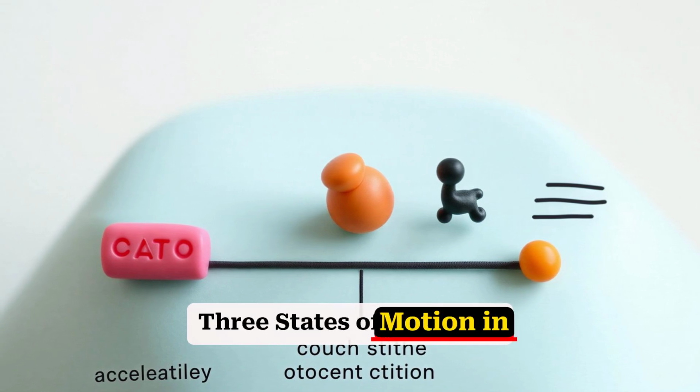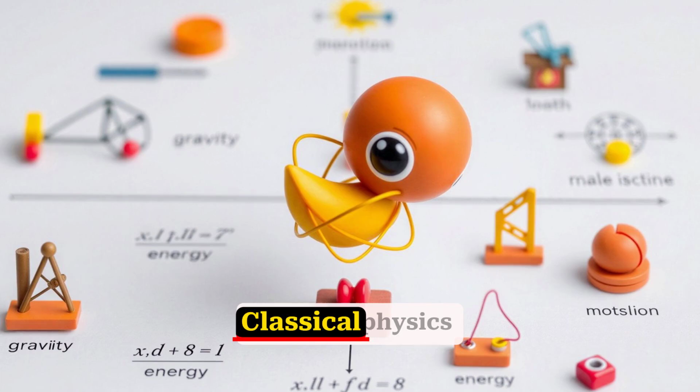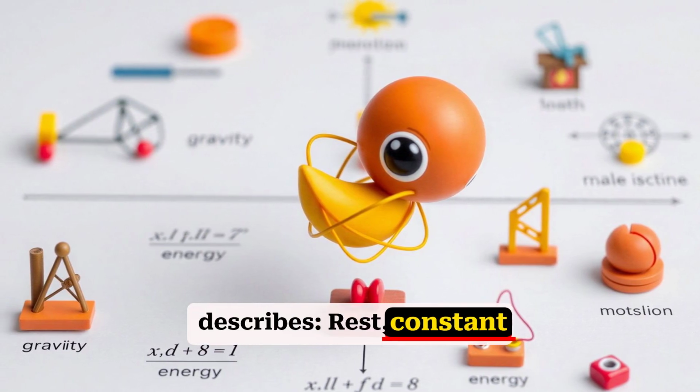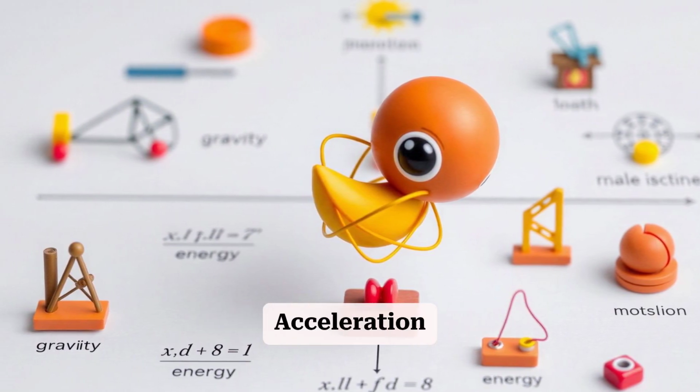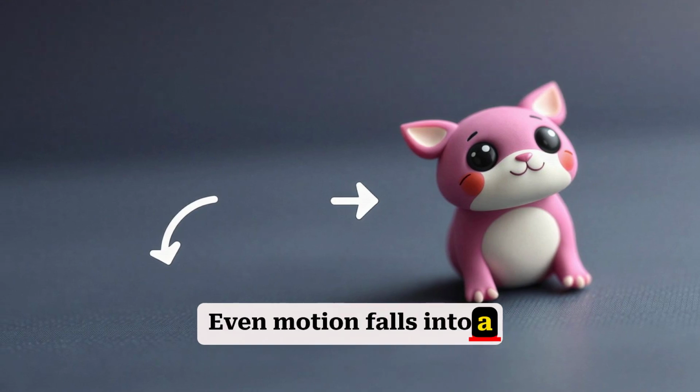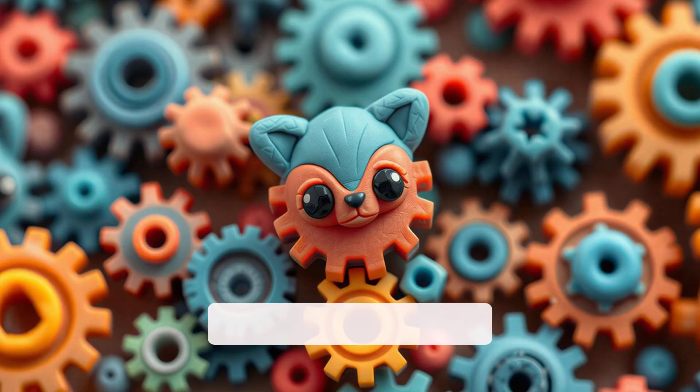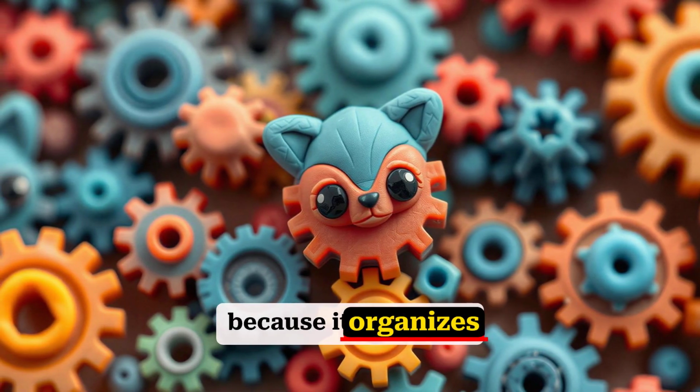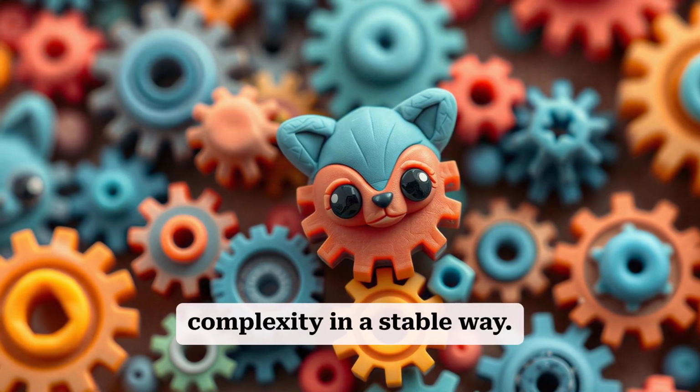3 states of motion in mechanics. Classical physics describes rest, constant motion, acceleration. Even motion falls into a 3-step model. The structure repeats because it organizes complexity in a stable way.